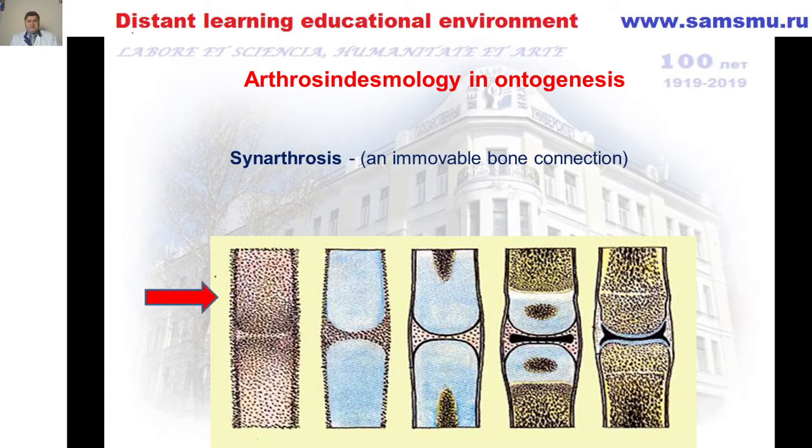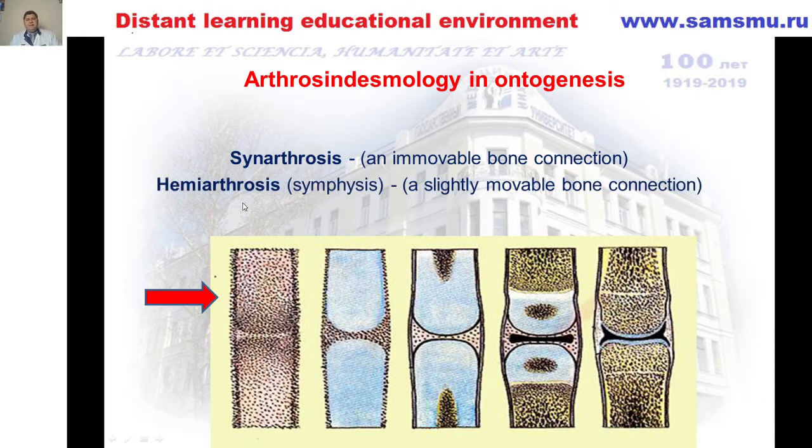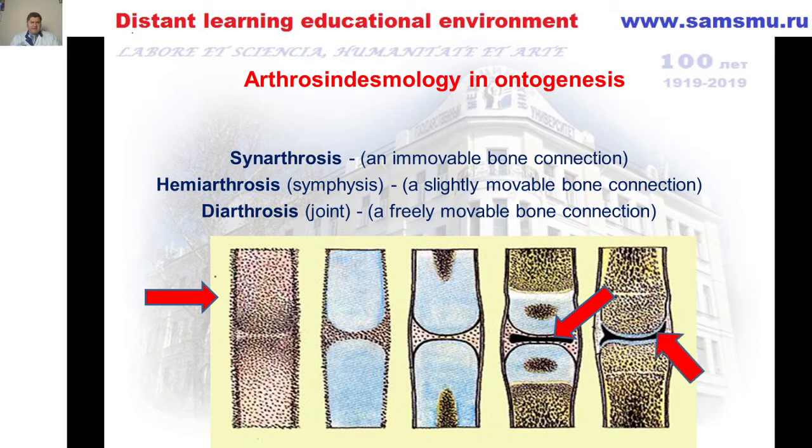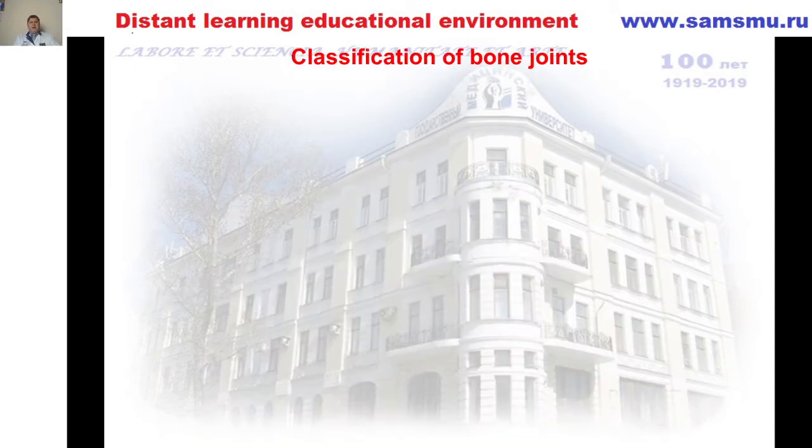And the first, earliest stage of bone connection development is synarthrosis, an immovable bone connection. And next we can see the symphysis or hemiarthrosis, a slightly movable bone connection. And at last we can see diarthrosis or joints, a freely movable bone connection. And all these stages we can see in an adult person. So next we will talk about the common classification of bone joints.